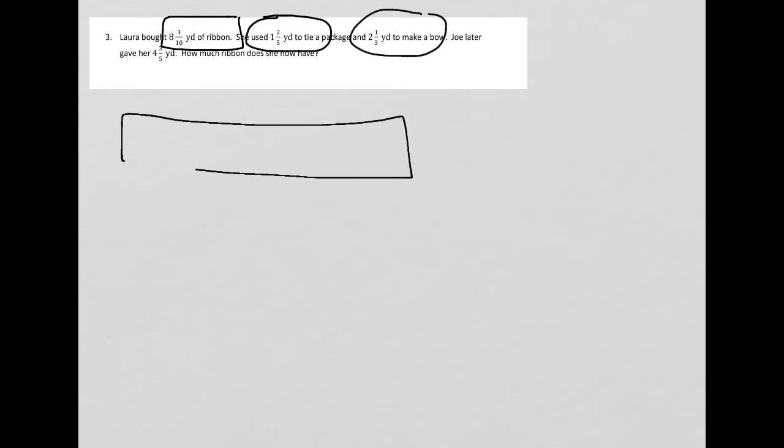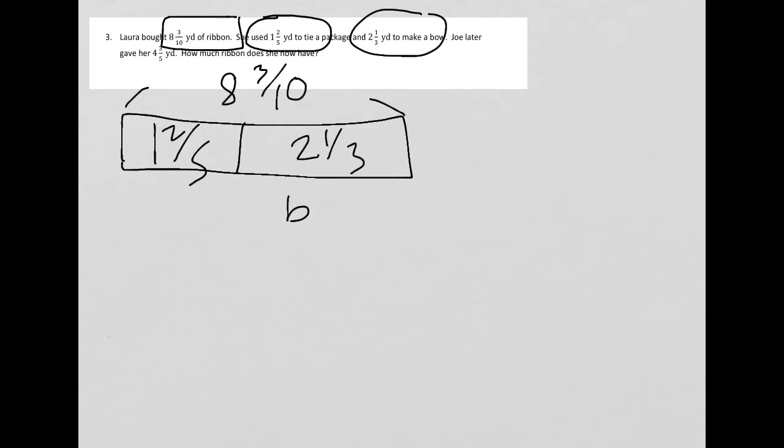Okay, so this is a lot of numbers. I need to make sense of this. So Laura bought 8 3/10 yards of ribbon. She used 1 2/5 for a package, and she used 2 1/3 to make a bow. So I'm going to draw this out. So she started with 8 3/10. She used 1 2/5. She used 2 1/3. So this was the bow, and this is the package.